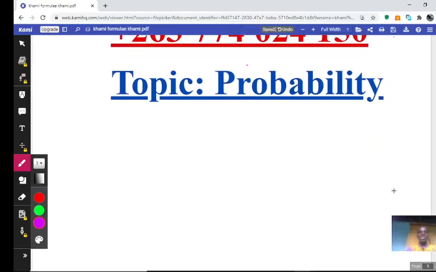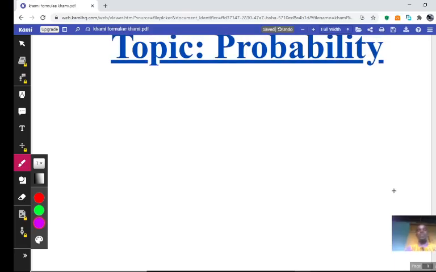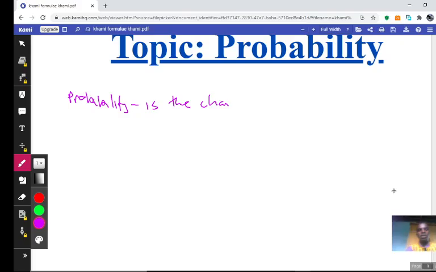Right, so by definition, probability is the chance of an event occurring. That's what is known as probability. So the probability of a certain event is the chance of that event occurring or happening. That's what defines its probability. If I can write here, the probability is the chance of an event occurring or happening.